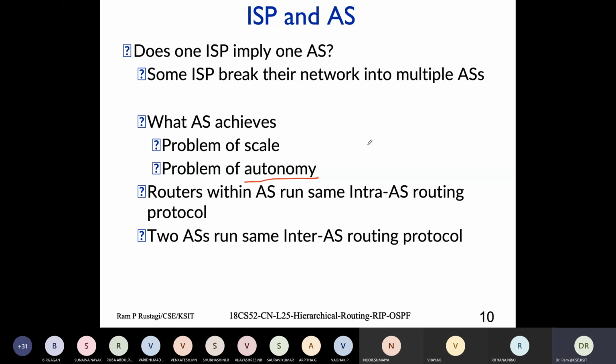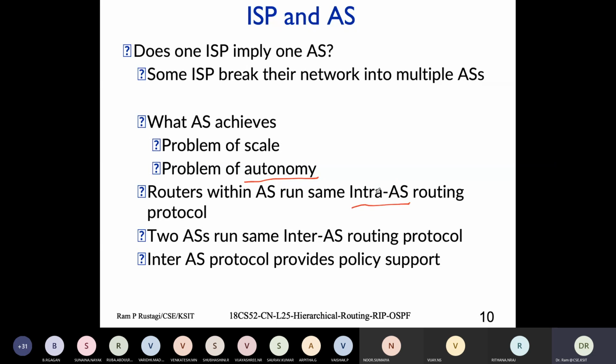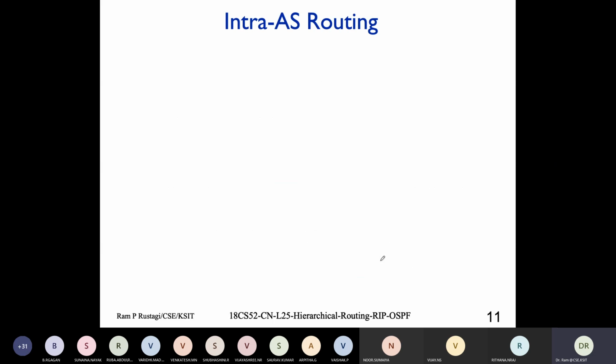There are certain constraints within an AS: a router has to run the same intra-AS routing protocol. Within an AS, you cannot say one router would run link state and another would run distance vector. But two different ASs can run their own different routing protocols. There is no constraint that all ASs should run the same protocol. And when we talk about inter-AS routing, we also look at policy support, when we deal with a protocol like BGP.